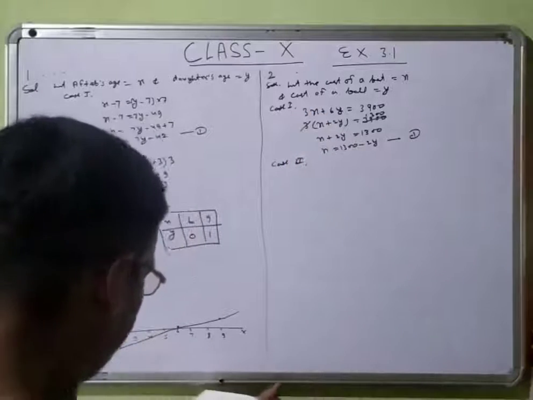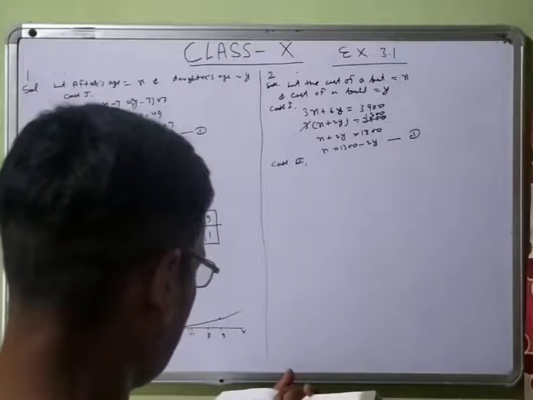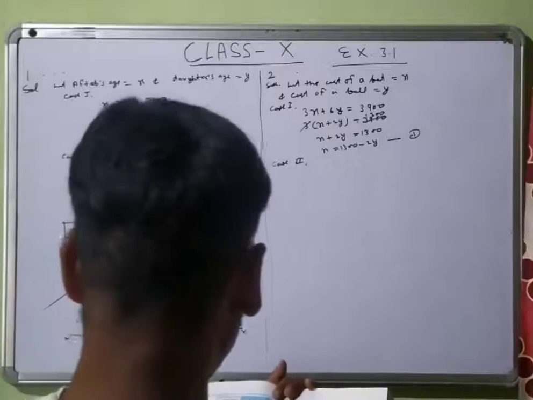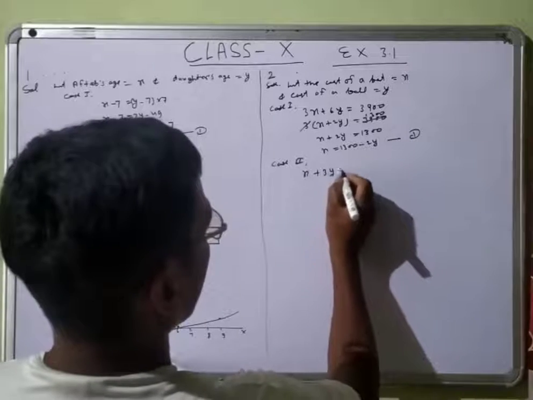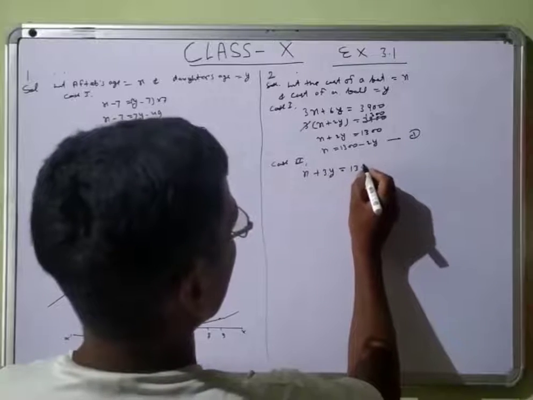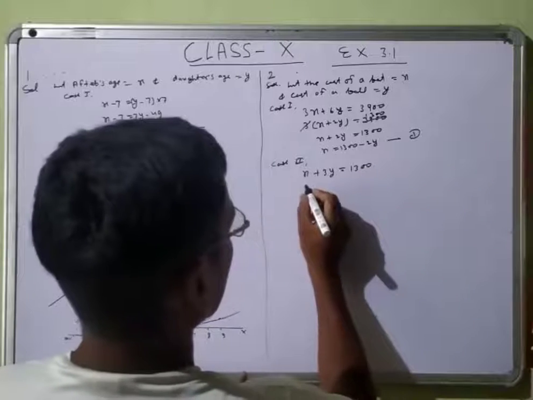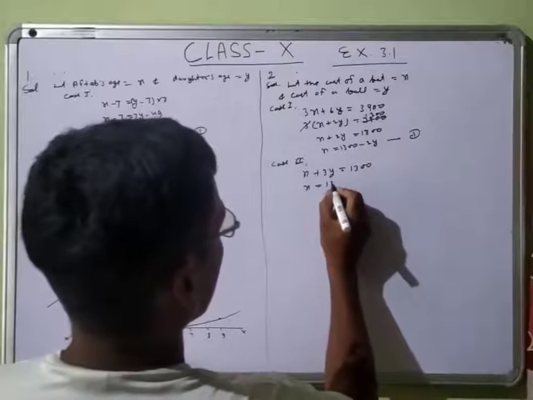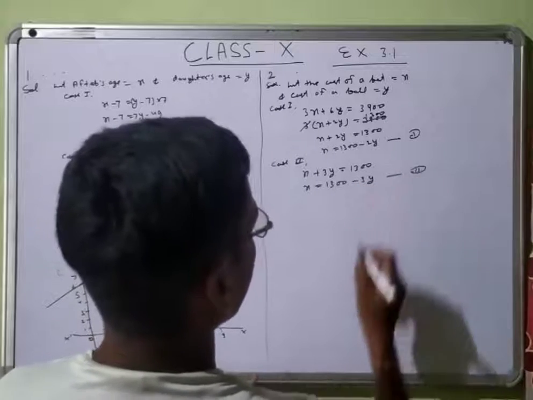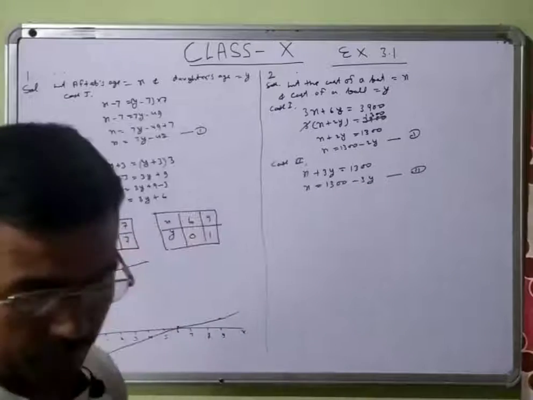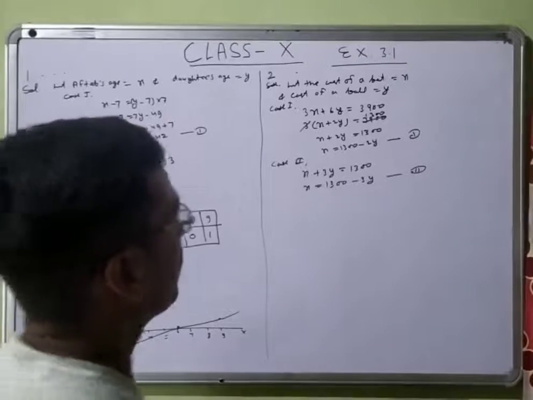Case second. Now let her buy another bat and 3 more balls. Another bat means 1 more ball and 3 bats, that makes 1,300. So that also we can write like this, x equals 1,300 minus 3y. Second equation.